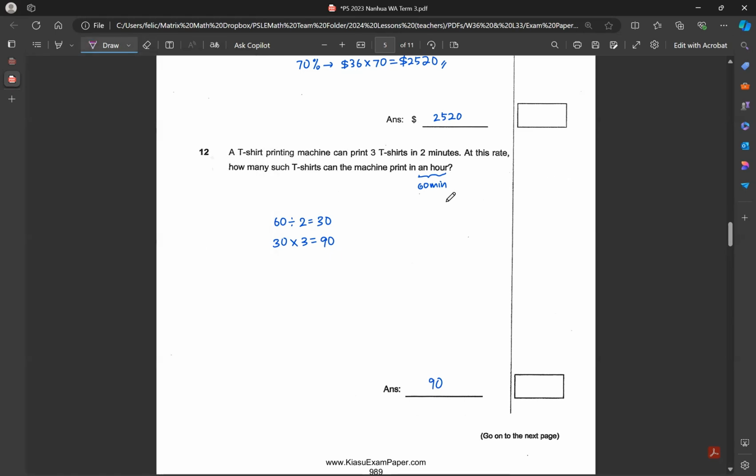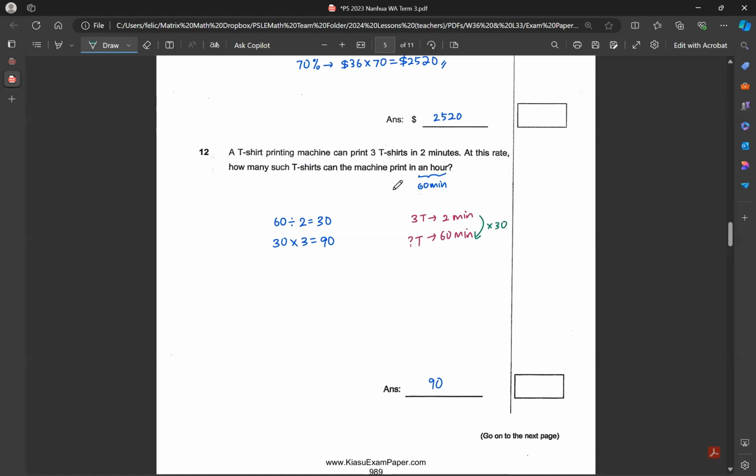Alternatively, some of you prefer to show it like that. 3 t-shirts in 2 minutes, right? Then you do like that, 60 minutes. Okay, you want to find out how many t-shirts, that's fine. Then after that, from here you do the arrow thing. That's okay. I don't think it's wrong, it's not wrong.